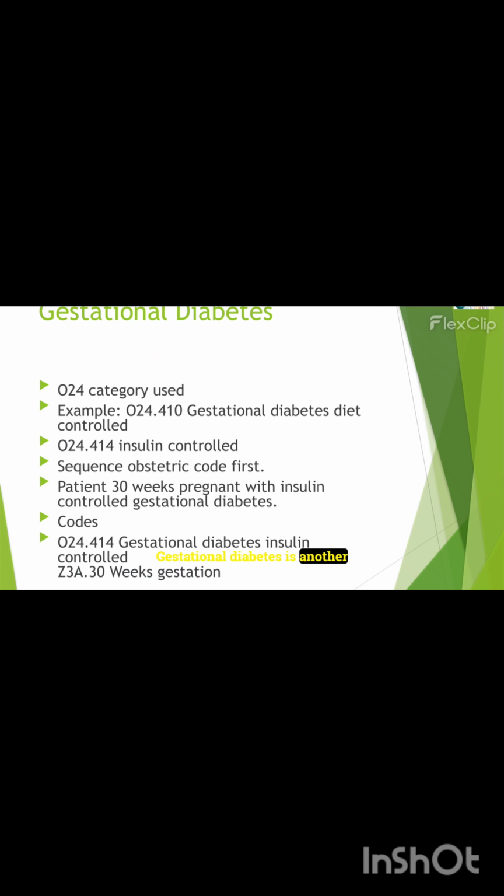Gestational diabetes is another common scenario. We use the O24 category, which distinguishes between diet-controlled and insulin-controlled cases. If a patient is 30 weeks pregnant and using insulin for her gestational diabetes, your primary code is O24.414, followed by the weeks of gestation code, Z3A.30.